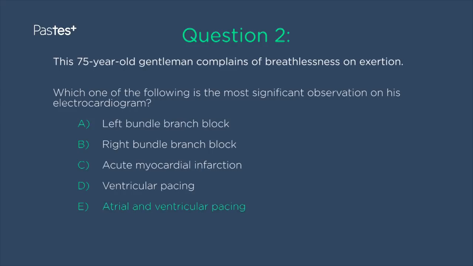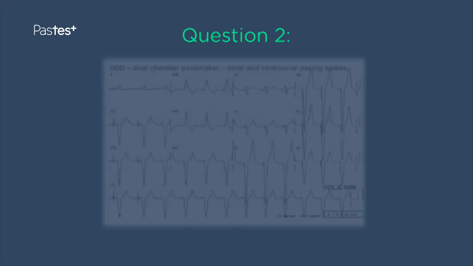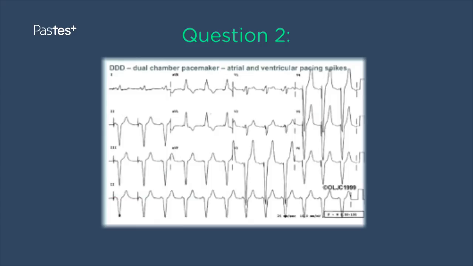If you chose E, atrial and ventricular pacing, you were correct. Let's take a moment to look at this electrocardiogram. You can see on this electrocardiogram both evidence of atrial pacing spikes, most noticeable in lead V2 and labelled with the red arrow here, and ventricular pacing spikes here in lead V3. What's noticeable if you look at the rhythm strip along the bottom is not all of the atrial beats, P waves, appear to be preceded by atrial pacing spikes.